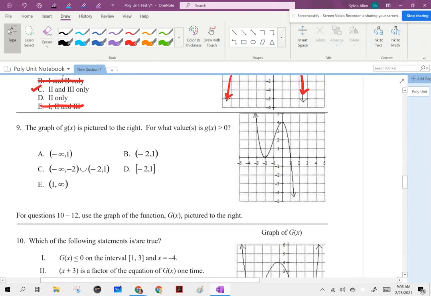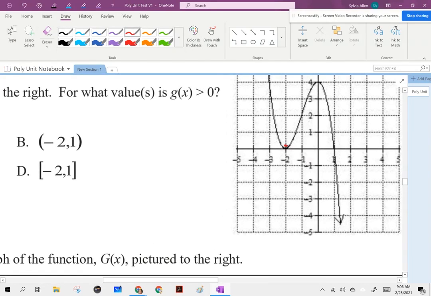Number 9, the graph of g of x is pictured at the right. For what values is the function greater than 0? Please notice that it does not say equal to. Okay, doesn't say equal to. It says, where is it positive? So it's going to be positive.